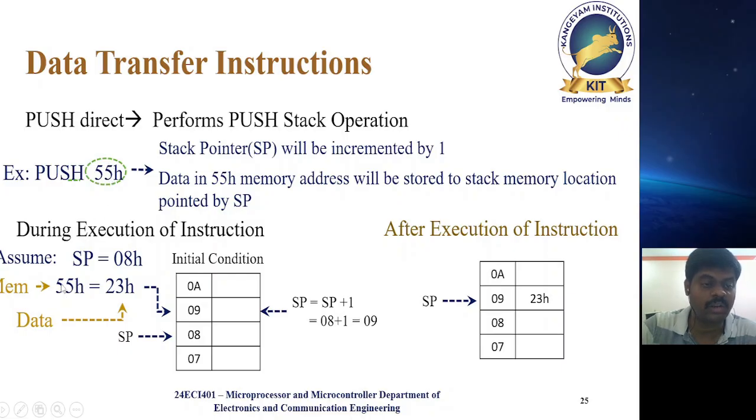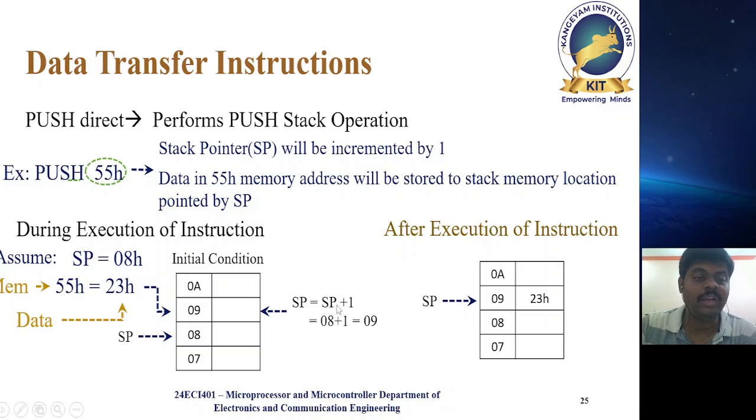Right now assuming that 55 has a value of 23, this data will be pushed. Where will it be pushed? Whenever this instruction is called, the first thing is that the stack pointer will be incremented by 1. Suppose the stack pointer equals 08; when this instruction is called, the stack pointer becomes 09. So the stack pointer will be incremented by 1.